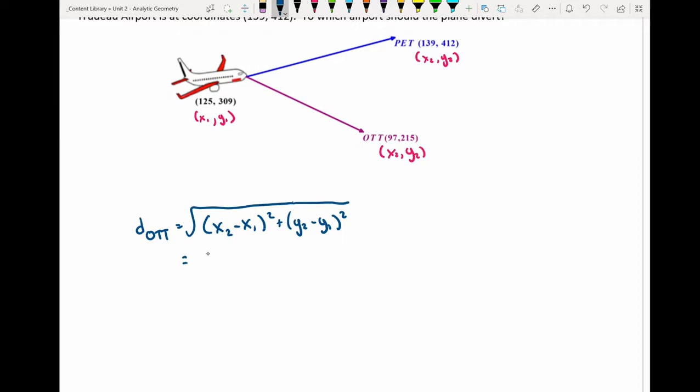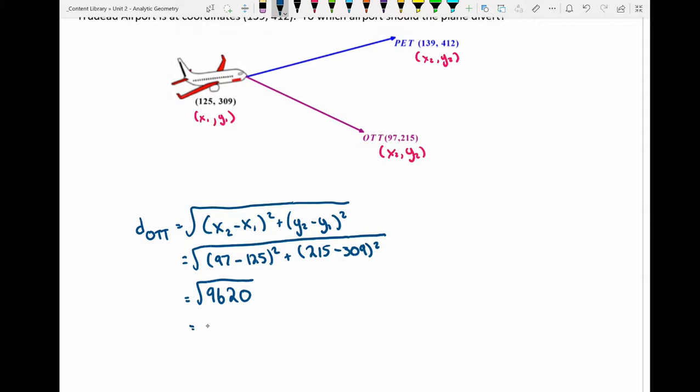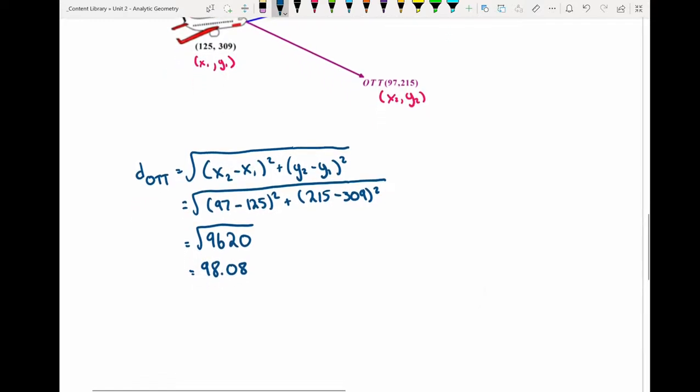And because we're going to Ottawa, my x2 will be 97 minus 125, squared, plus, and then my second one, 215 minus 309, squared. Again, just plugging those values in. And when I simplify all that, I should get 9,620. And then when I square root that, I get 98.08. So that is our one distance.